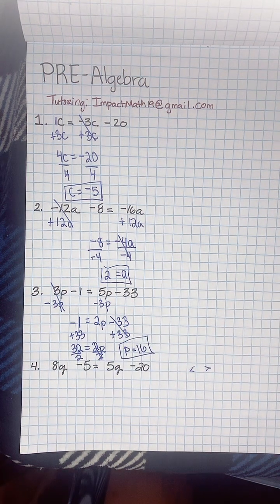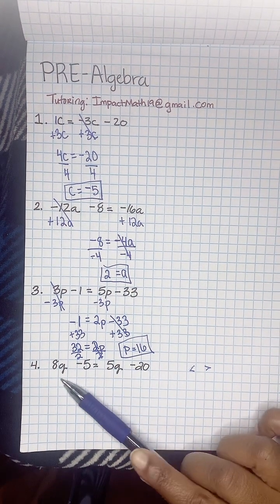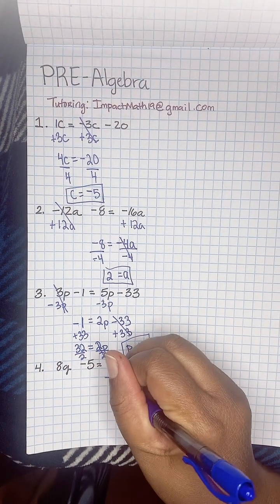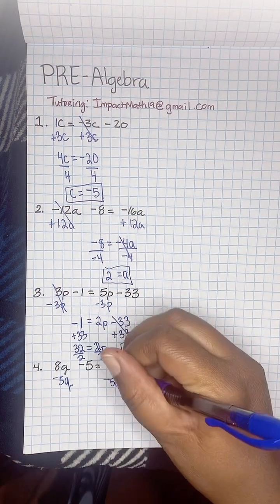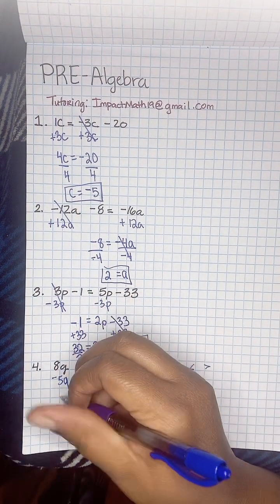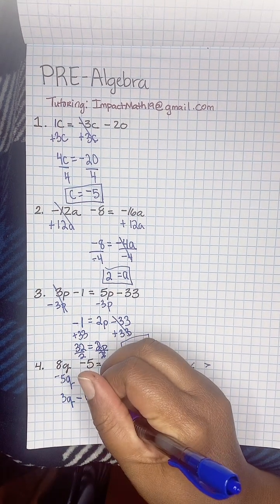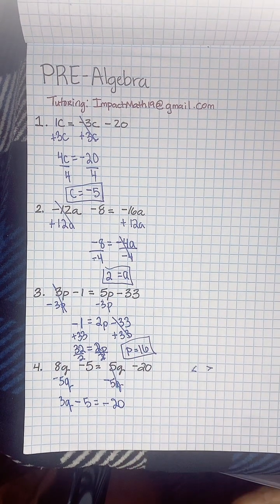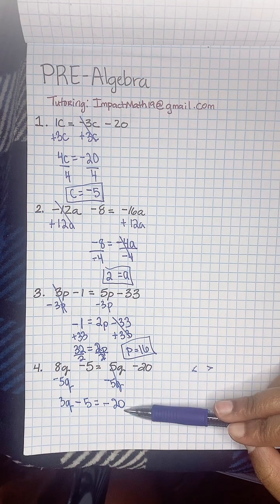Thank you, Pat, for the rose. Thank you, thank you. So I'm going to move this positive 5 to the other side, you guys, by minusing 5q to both sides. So 8 minus 5 is 3q. Minus 5 equals negative 20. So we just went from multi-step to two-step.